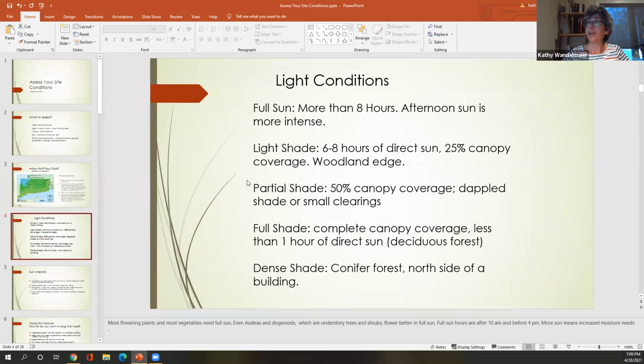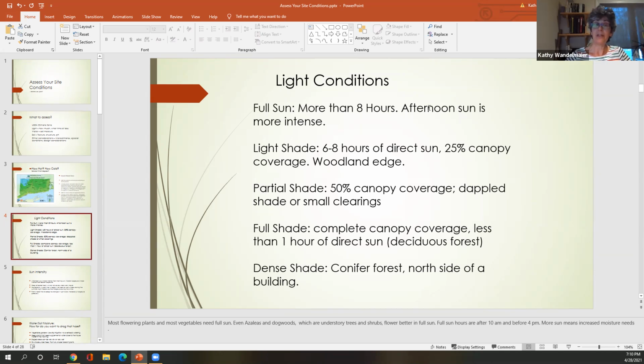Okay, let's talk about our light conditions. This can be very subjective. So usually when you see a plant in a catalog, it'll say full sun to part shade or full sun to part sun. And what do these designations mean? It is very subjective, but I'm going to generally say that full sun is at least 8 hours or more of sun between 10 o'clock in the morning and 4 in the afternoon.